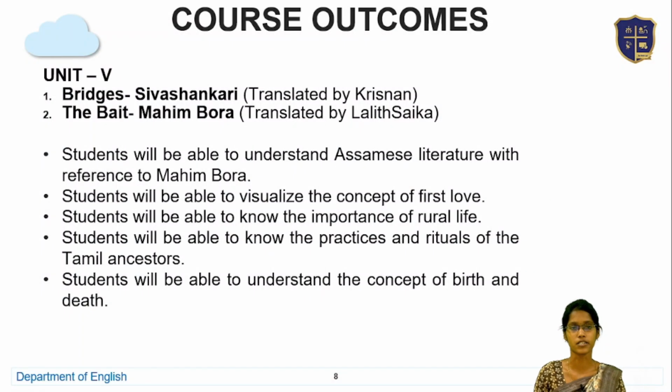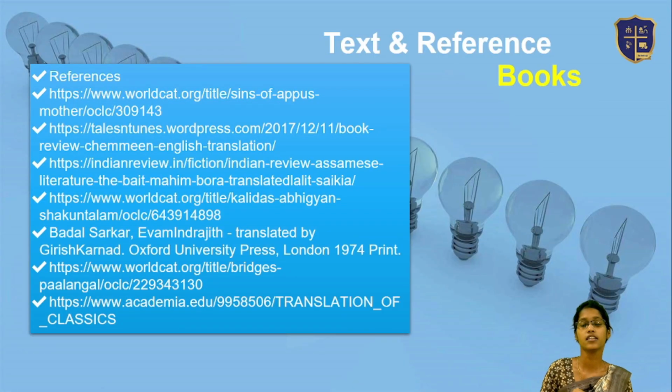In Unit 5, there are 2 topics. Bridges, written by Shivasankari, translated by Krishnan, and the second topic is The Bait. Mahim Bora is the one who has written that novel, and it is translated by Lalit Saikia. By studying these 2 topics, students will be able to understand Assamese literature with reference to Mahim Bora, and to visualize the concept of first love and to know the importance of rural life. And it also allows students to know the practices and rituals of the Tamil ancestors, and it allows them to understand the concept of birth and death. So these are the 5 units and the outcomes the students will get by studying those topics.